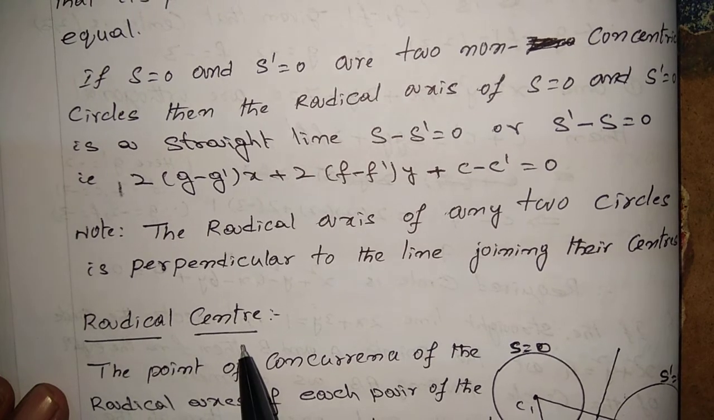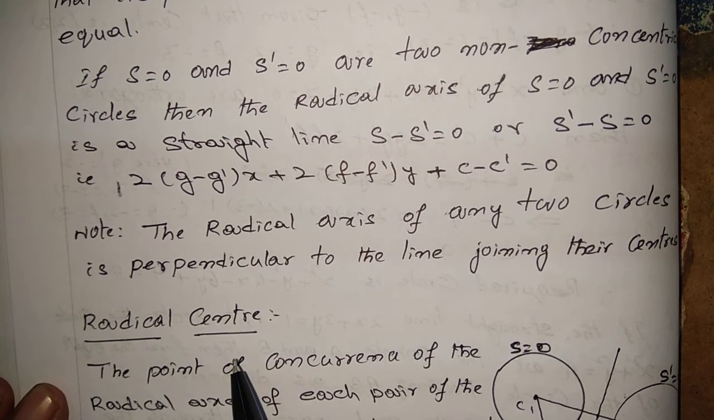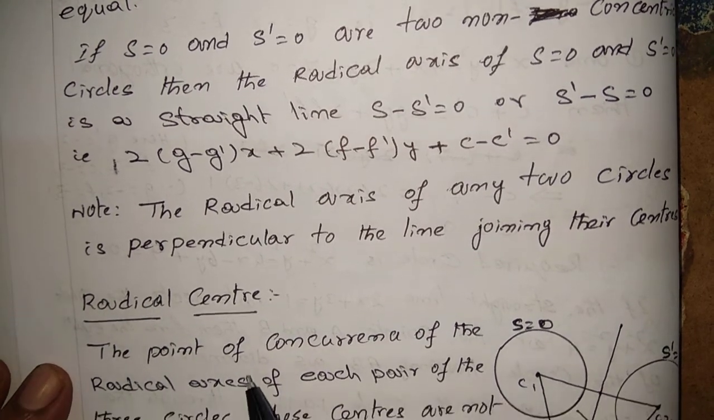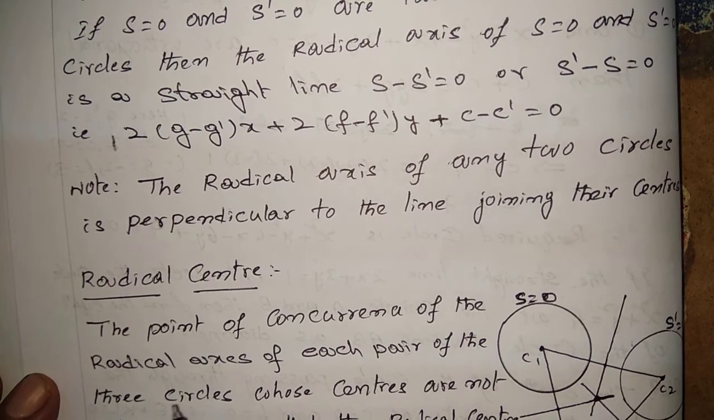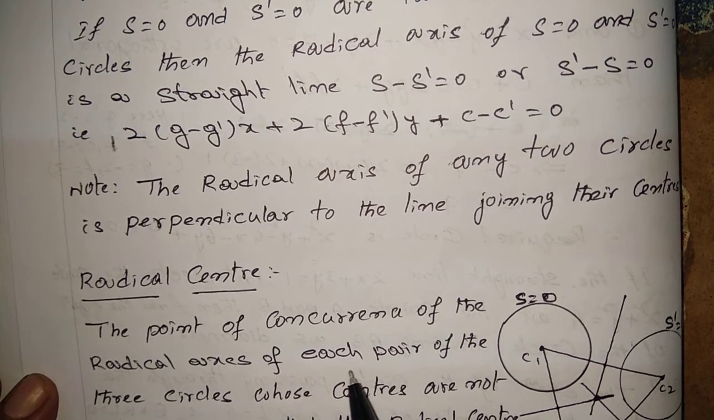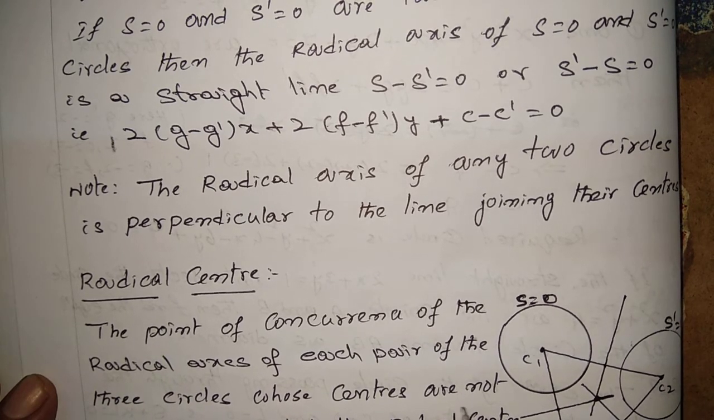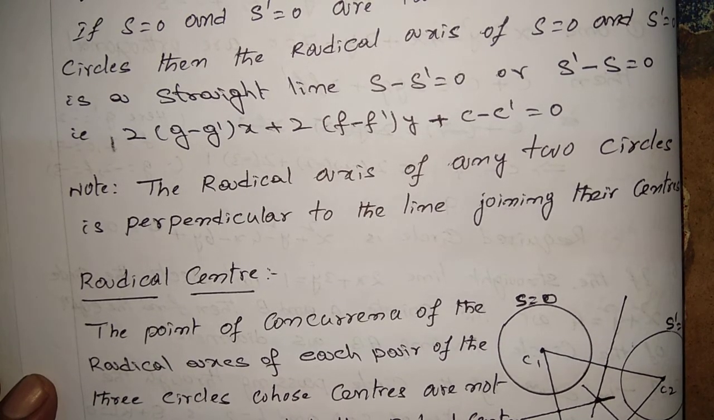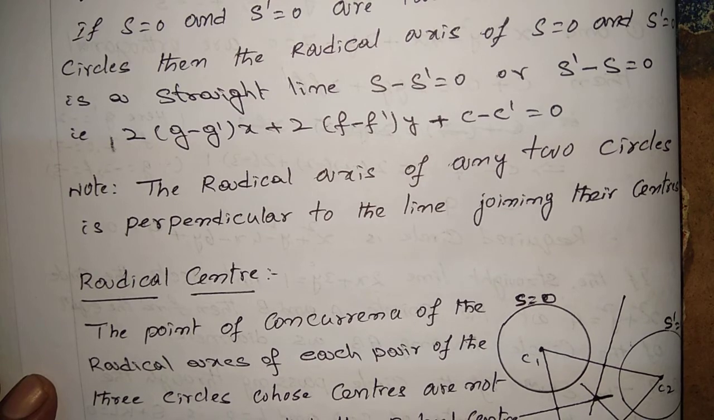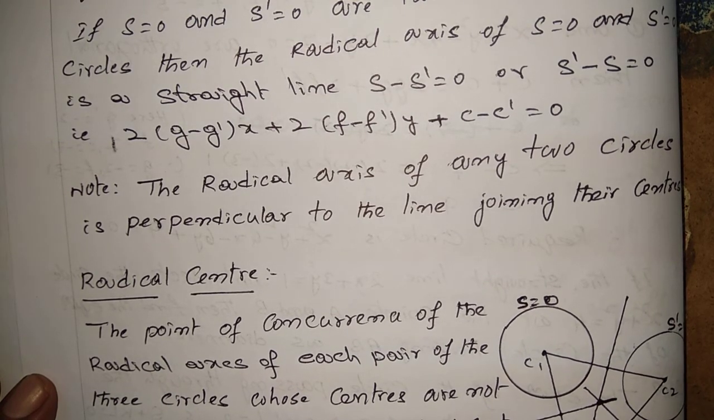Next, radical center. The point of concurrence of the radical axes of each pair of the three circles whose centers are not collinear is called the radical center.